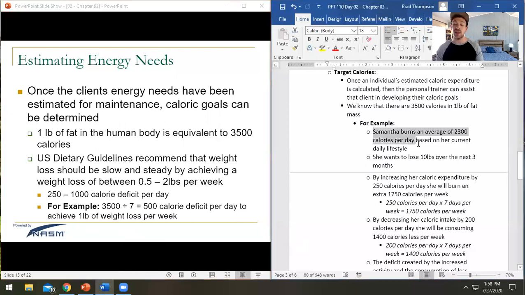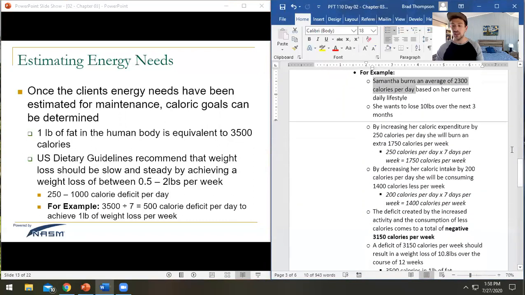And so let's say we've got Samantha over here, right? Samantha wants to lose 10 pounds, and she's got a 3-month deadline to do that. She burns an average of about 2,300 calories per day based on her current daily lifestyle. So we calculated everything out. I asked, all right, Samantha, what do you do? She's like, well, I usually go for a walk during lunch, and I'm relatively active, but I don't necessarily exercise very often. Great, that's really good information. So on average, she's fairly active, but not super active, and she's burning about 2,300 calories every single day.